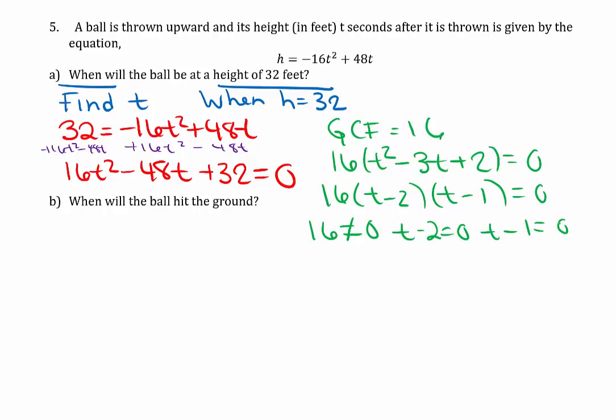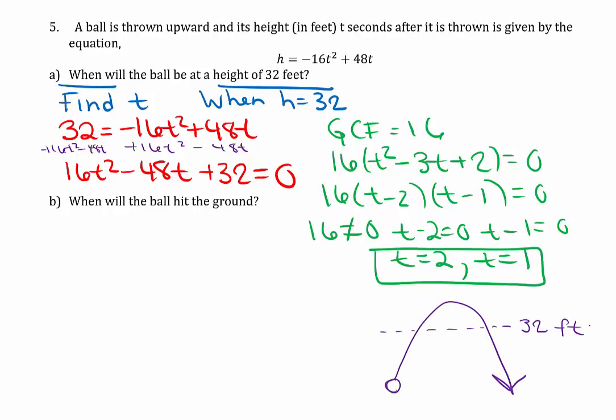So now I set all the factors to 0. But notice this time the GCF is a number, it's 16, and 16 cannot equal 0. That GCF doesn't give us a solution. But t minus 2 could equal 0, or t minus 1 could equal 0. Solving for t, I get t equals 2 and t equals 1. This time I have two solutions, and that's okay. The reason we have two answers is because this ball is going up and then going down, and the t equals 1 must be when it's at 32 feet on its way up. t equals 2 is when it's at 32 feet on its way down.